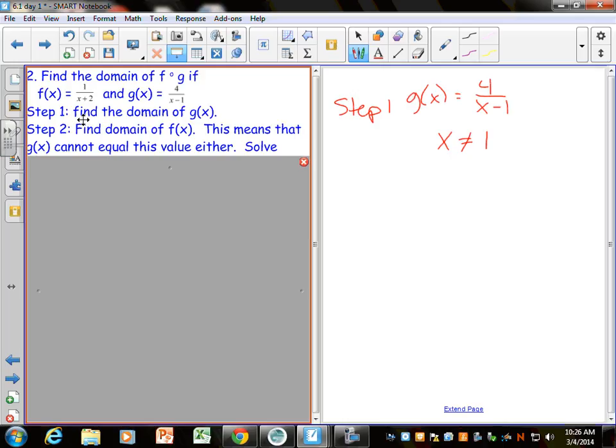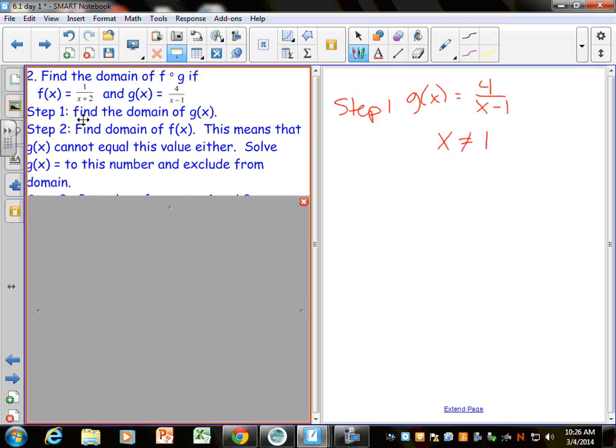I should have made this like 3 steps, but instead I just wrote it all. So step 2, find the domain of f of x. And instead of just saying that can't be in your domain, what that means is that g of x cannot equal this value. So you're going to solve g of x equal to this number and exclude it from your domain. So write that out, and then we'll actually do it right next to that step, and hopefully that'll make more sense. Can you tell I just made these steps up myself?